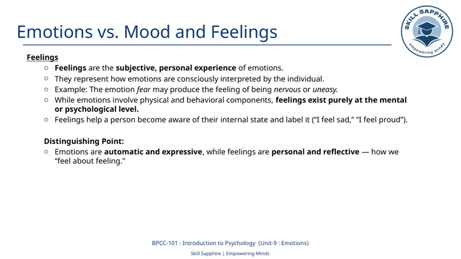An important point to remember is the distinction between emotions and feelings. Emotions are automatic and expressive. They happen quickly and are often externally observable. Feelings, on the other hand, are personal and reflective. They're how we feel about feeling. This inner reflection allows us to process and interpret our emotional experiences more deeply, which ties into the overall understanding of how humans experience and manage their emotions.